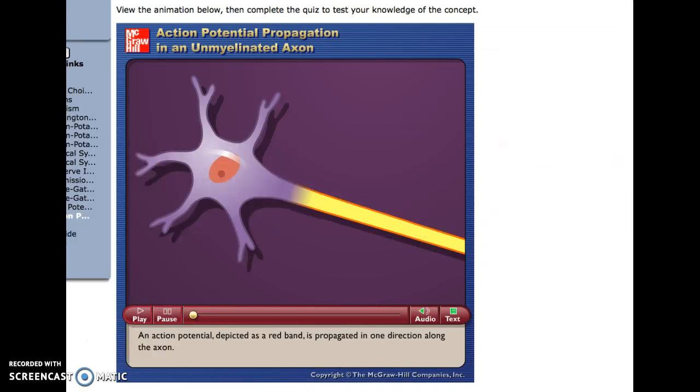Look at the action potential propagation in an unmyelinated axon. We talked about myelination at the beginning of the notes. That's myelination. When a nerve is myelinated, it's wrapped in the Schwann cells. When it's unmyelinated, that just means that it's nice and smooth and continuous action potential. Check it out.